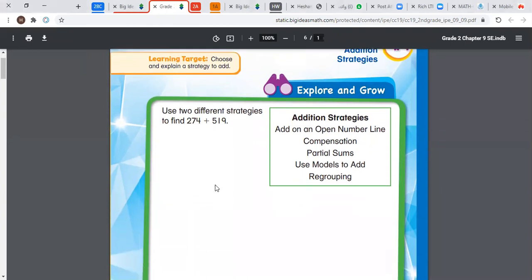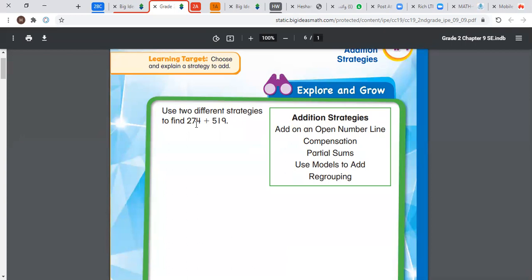We know, grade 2, that we have a lot of strategies to add. We can add by using a number line, by using compensation, partial sums, or use models to add. You can draw a quick sketch to get the answer. You can regroup to get the answer. So you have a lot of strategies to answer. Today, we'll answer the question and write the name of the strategy. Okay? So let's start by the first question here.